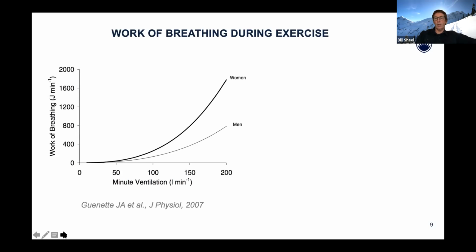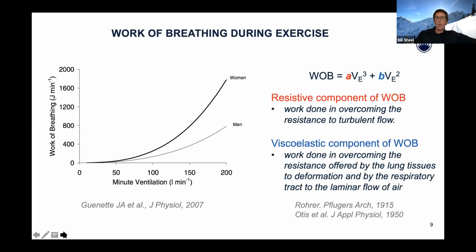But it's a curvilinear relationship. We're certainly not the first group to show this. That's been going around for 100 years or so. But what is a little bit new, and I'll come back to this in the last couple of slides, is that you can take that work of breathing value and model it to partition it out to calculate the resistive work of breathing. So the work done in overcoming the resistance to turbulent flow.